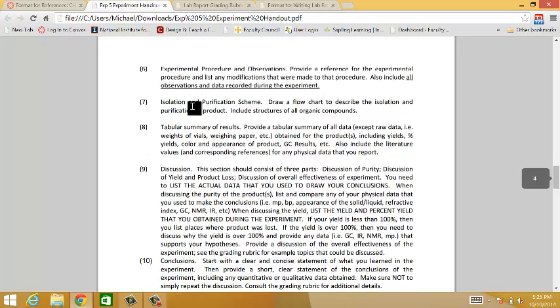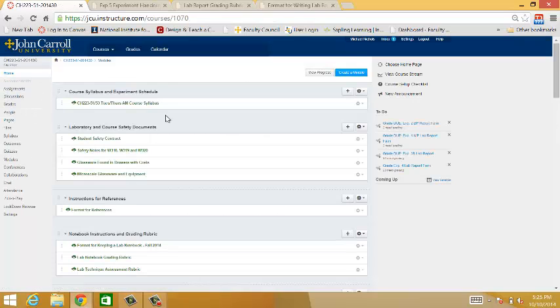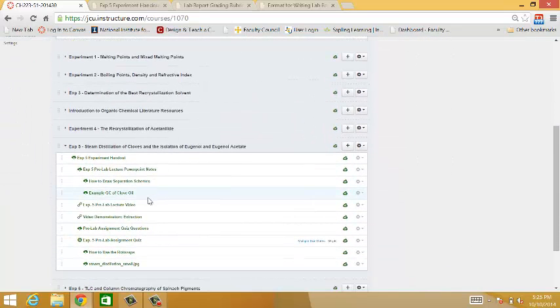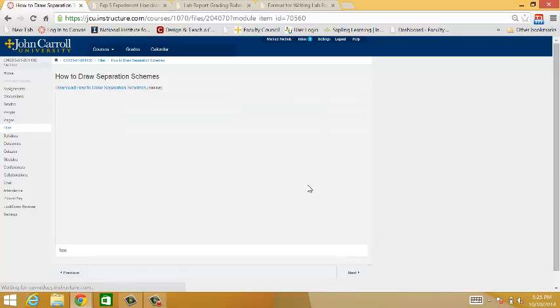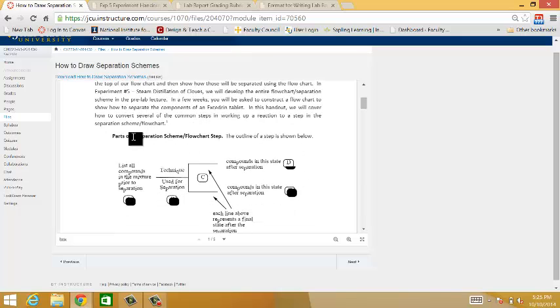Okay. Isolation and purification scheme. Yes, you have to do an isolation and purification scheme for this experiment. I don't know anything about an isolation or purification scheme. Well, where would I find that? I would go back to this website, and in experiment 5 it says somewhere how to draw a separation scheme. So we would click that, and now we have a handout on drawing a flowchart separation scheme.